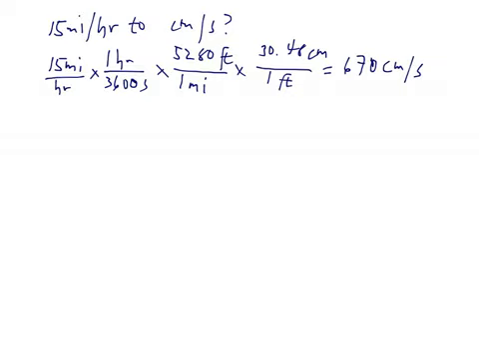and so this would be a question asking us to go from miles per hour to centimeters per second. So if something is going 15 miles an hour, how many centimeters is it traveling in a given second? So I've shown the conversions kind of one by one. I really prefer this kind of dimensional analysis.